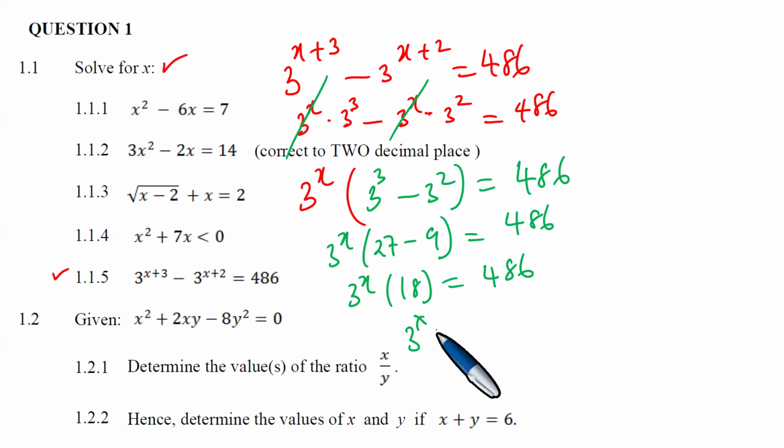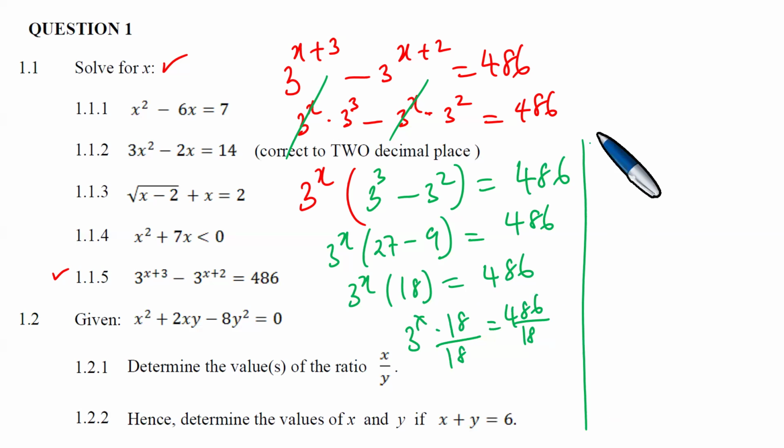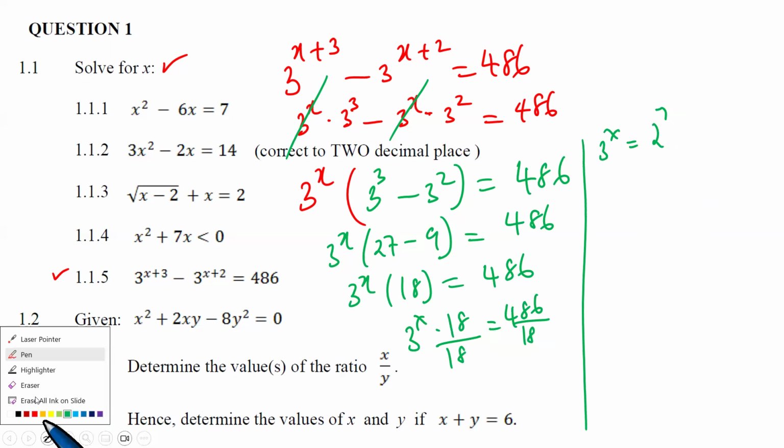So you have 3 to the power x times 18. You divide the left by 18, but also you have 486, you divide by 18. Right, so which means that you have 3 to the power x equals, what is 486 divided by 18? 27. It is exactly 27. Well done. Good. Just write 27 there.